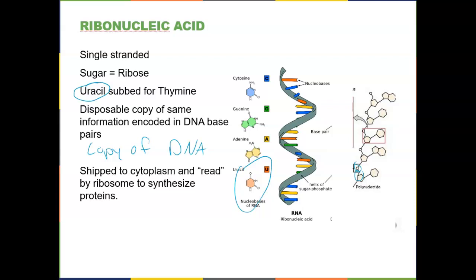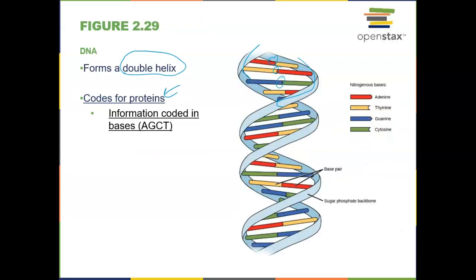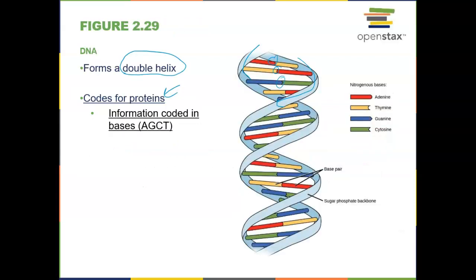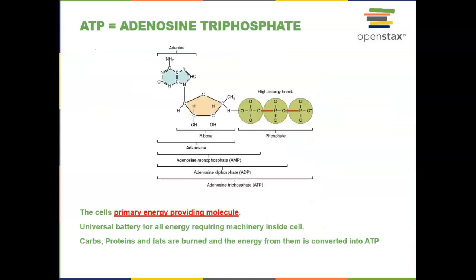So DNA, you want to remember, codes for proteins. It is the information needed by your cells to make proteins. And ribonucleic acid also codes for proteins, but it is disposable, whereas DNA is what's passed on from one cell to the next and one generation to the next to ensure continuity of populations throughout generations.